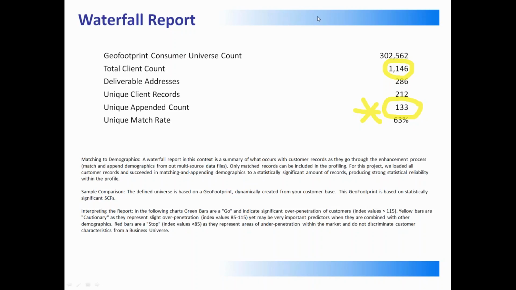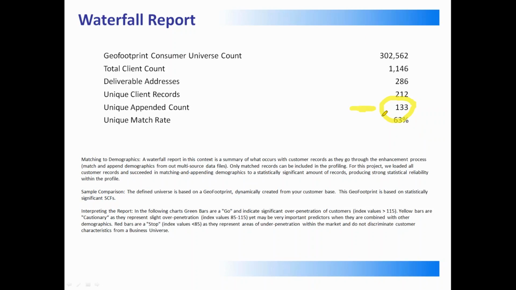Yes, that is an accurate statement. That being said, the more records, the better, right? So it's nice to have 100 records. It's better to have 1,000. It's better still to have 10,000. But we can build some really, really good models on 100 records.